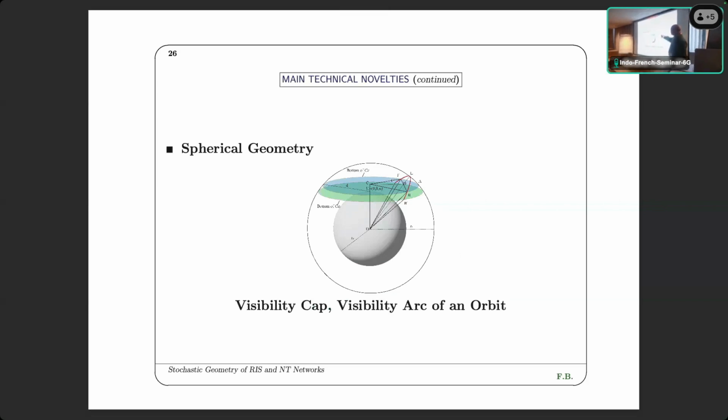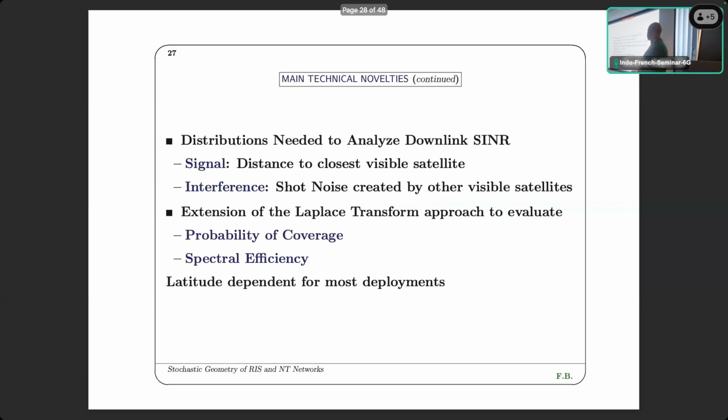And compared to the plane, there is a notion of visibility. I won't describe it too much, but there is a visibility cap, and you have to compute the length of an arc of a great circle, which is an orbit on this orbital plane, and look at the points which are displayed there to compute the interference structure. And you can get the Laplace transform, and in this structure you get the SINR in a rather explicit form. And you can answer the questions: what is the SINR, what is the data rate, what is the impact of such a network on the terrestrial network, and things like that. It's at hand.